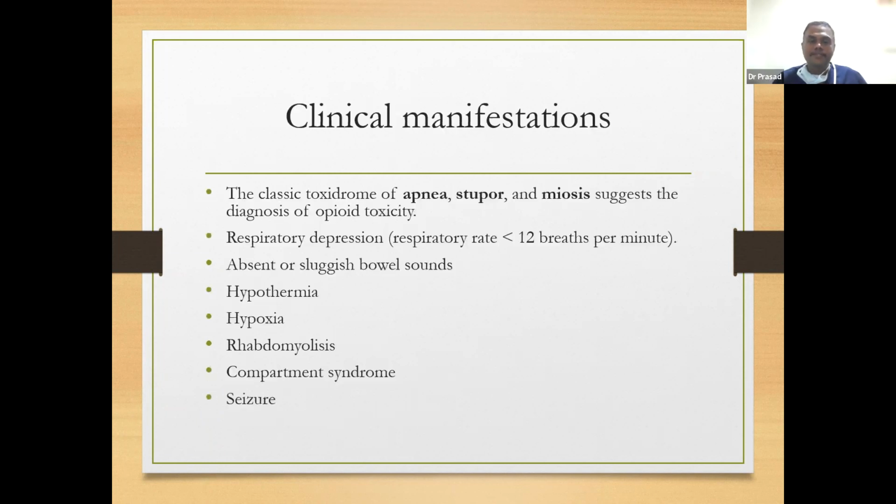Now the clinical manifestations in opioid overdose. The main clinical feature I would like you to remember is the classic triad: apnea, stupor, and meiosis suggest the diagnosis of opioid toxicity. However, there are other clinical manifestations like respiratory depression, absent or sluggish bowel sounds, hypothermia, hypoxia, rhabdomyolysis, compartment syndrome, and seizure.